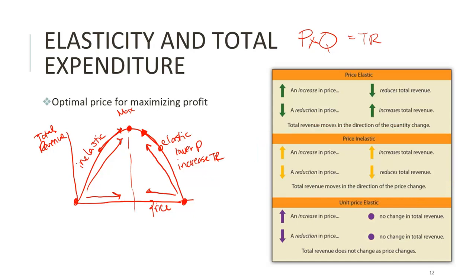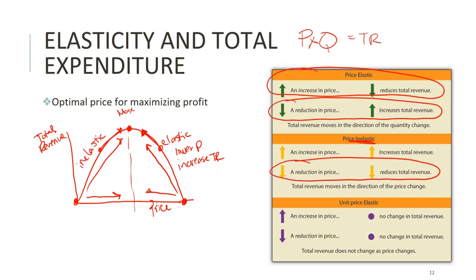So just remember, it's also the opposite. If customers are elastic, dropping prices increases revenue, and raising prices decreases revenue. And when your customers are inelastic, dropping prices drops total revenue, and raising prices raises total revenue. Okay, so the revenue and price move in the same direction for inelastic and opposite directions for elastic.